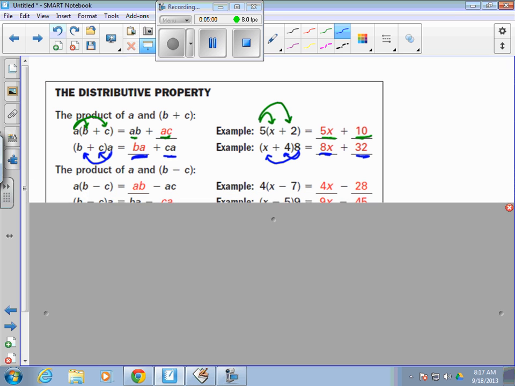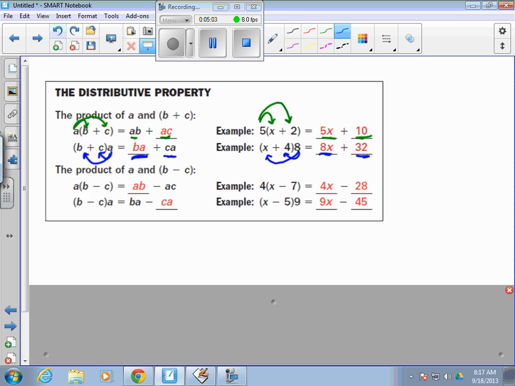The same thing holds true when it's subtraction. A times B minus C becomes AB, minus A times C is AC. So 4 times X is 4X, minus 4 times 7 is 28, or 4 times negative 7 is negative 28. When you go this way, A times B is BA, A times negative C is minus CA. So 9 times X is 9X, 9 times negative 5 is negative 45.